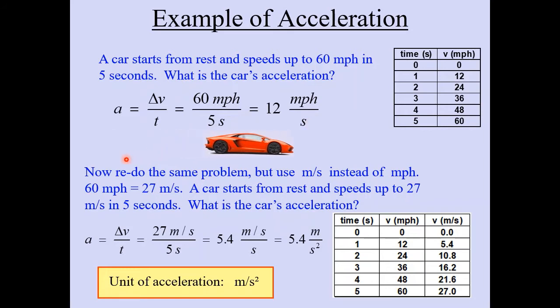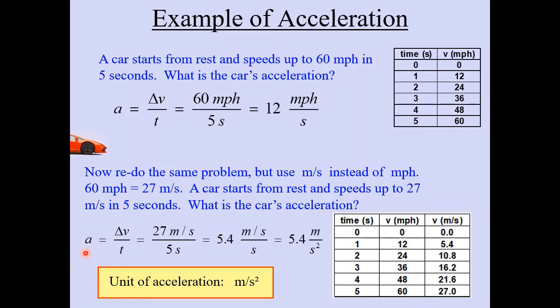So let's redo this same problem, but use meters per second instead of miles per hour. If you Google or look up how to convert miles per hour to meters per second, you'll find that 60 miles per hour is equal to about 27 meters per second. So our problem now looks like this. A car starts from rest and speeds up to 27 meters per second in 5 seconds. What is the car's acceleration?